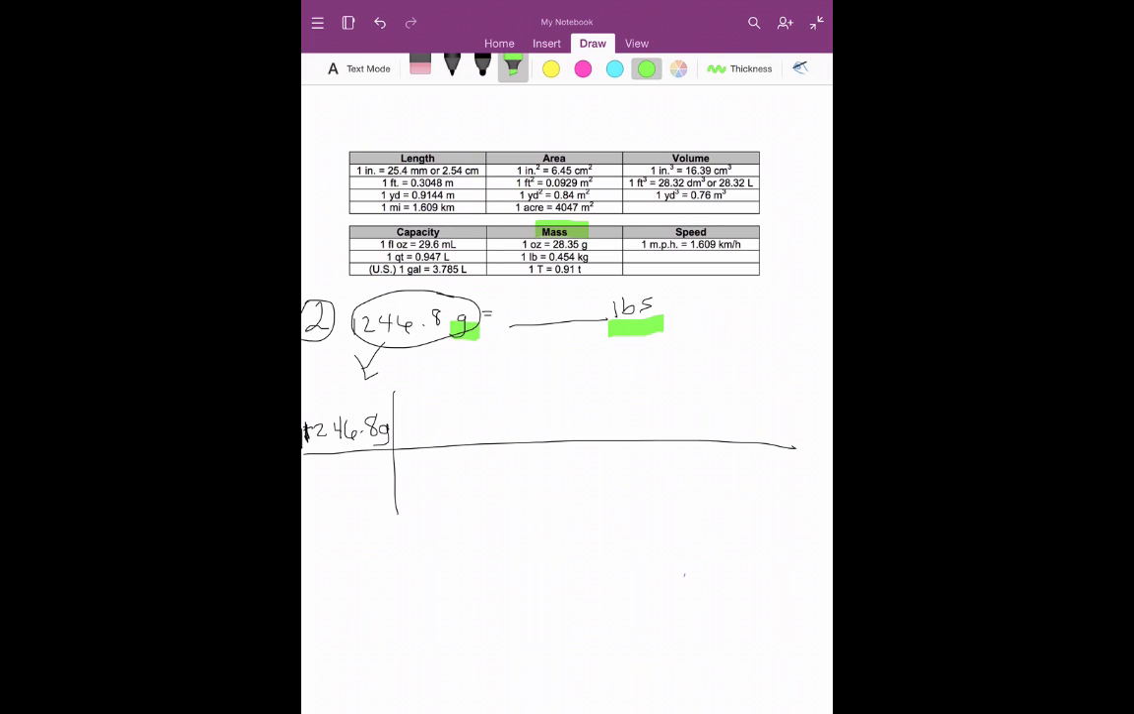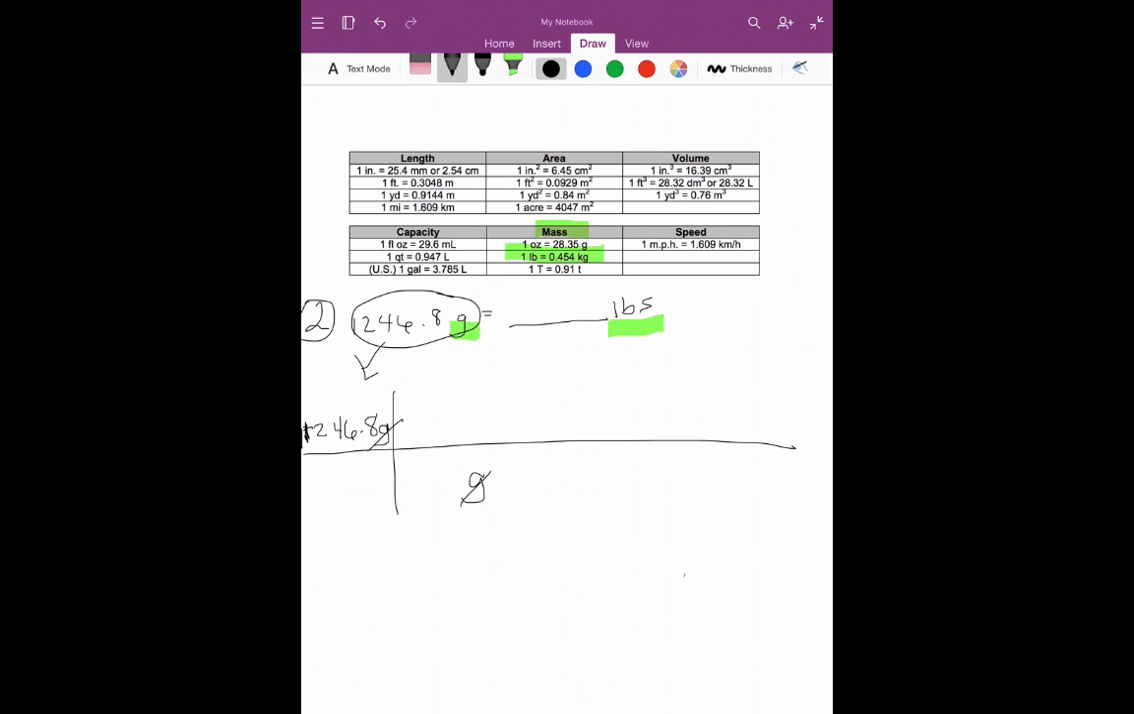Our first one, 1 ounce equals 28.35 grams, won't do us very much good unless we know how many ounces are in a pound. Our second one, 1 pound equals 0.454 kilograms. It's got both pounds and kilograms. That will be the one that we are going to use. Since we have 1,246.8 grams in our upper left-hand corner, we need to put grams here as well so that they can, bam, bam, cross out.